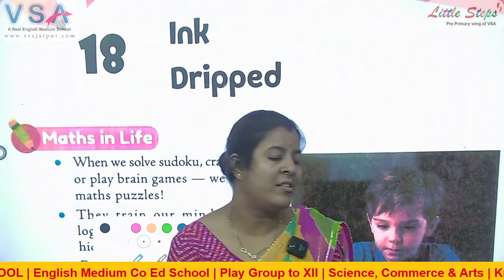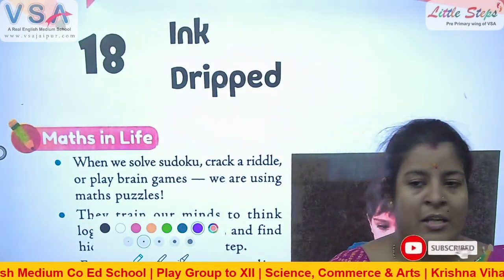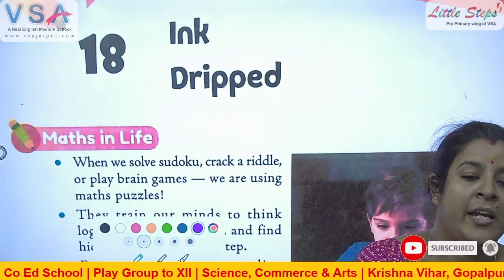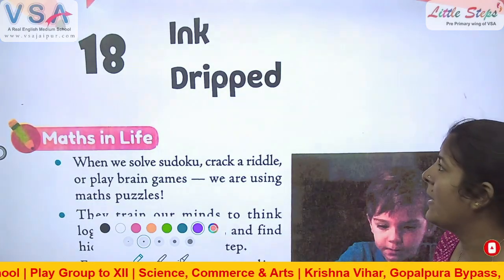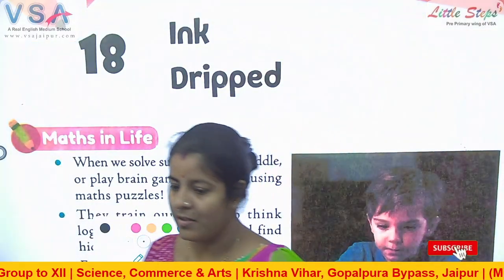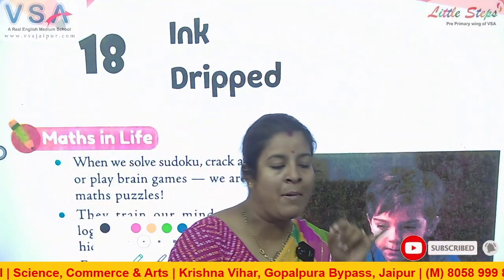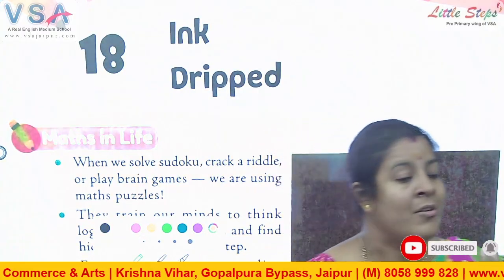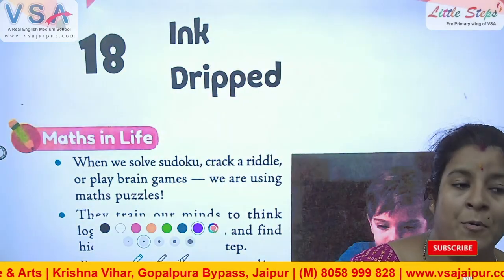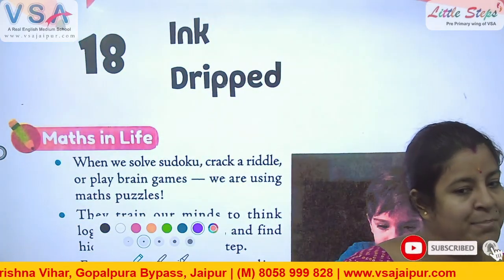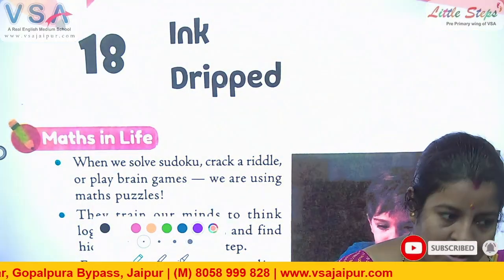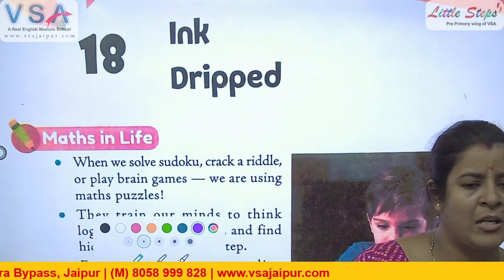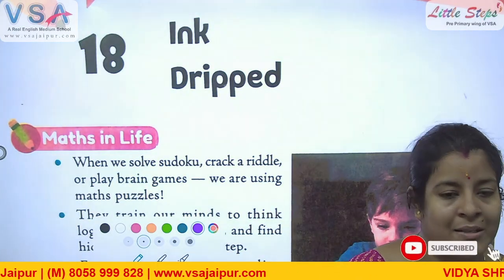Today let's start chapter number 18, and the chapter name is Inthrift. What do you mean by Inthrift? When a number is missing among the digits, we can find it using operations like addition, subtraction, multiplication and division. It is a pattern of mental mathematics.